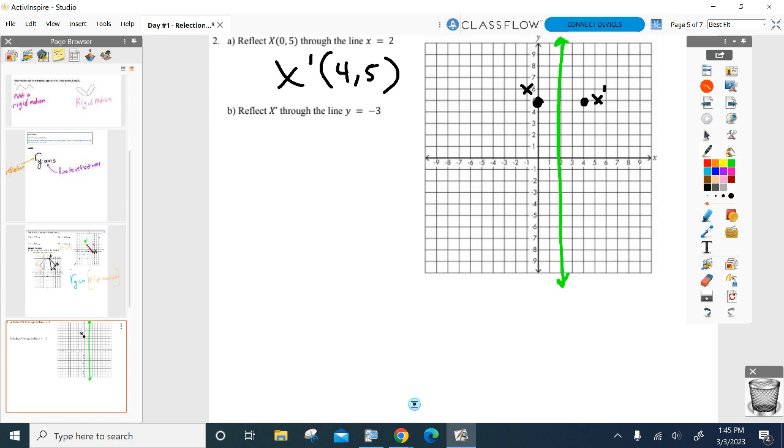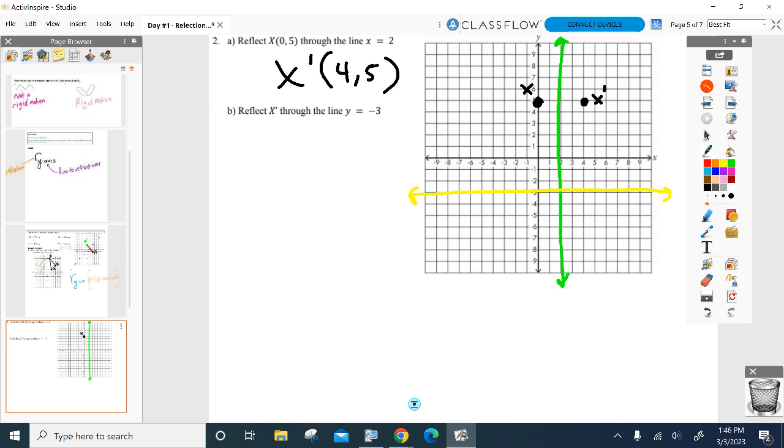So look at part B, reflect X prime. So I'm not going back to original 0, 5. I'm going back to 4, 5. Please read carefully, and I'm reflecting it over the line Y equals -3. What type of line is that one? Horizontal now. And I did this on purpose, and I love it.